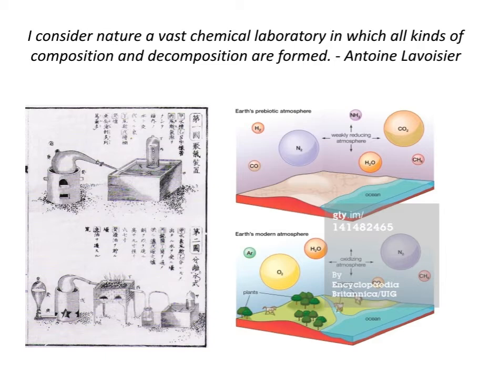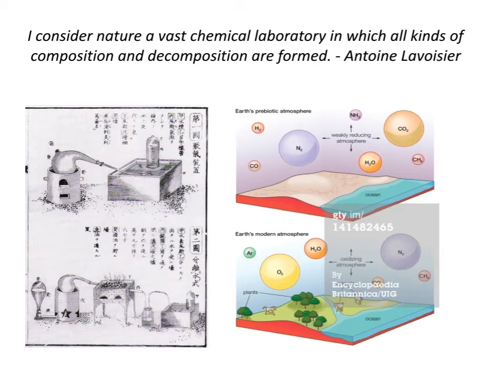Here we see some illustrations that describe how things change in systems, and it's this change in systems, dx/dt, that we're concerned with. Antoine Lavoisier said he considers nature a vast chemical laboratory in which all kinds of composition and decomposition are formed. In this case, we might say reformed as well.